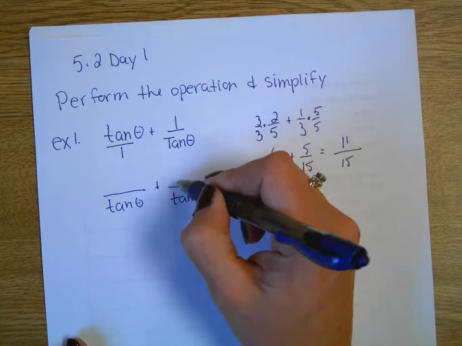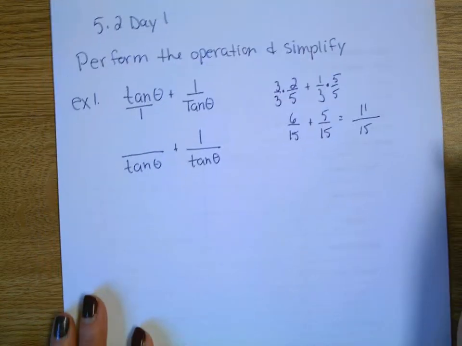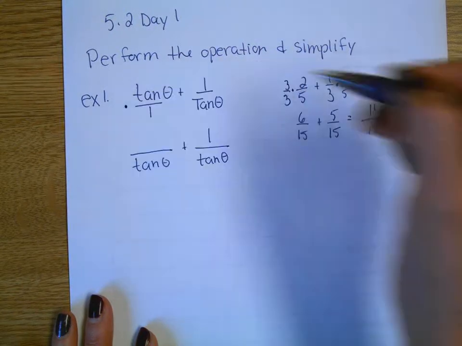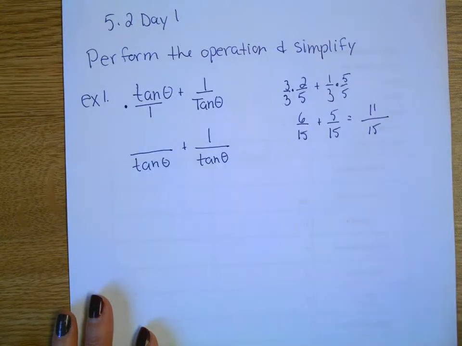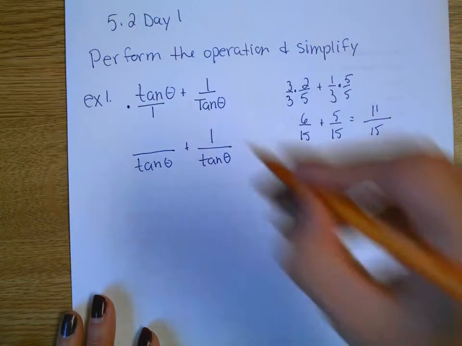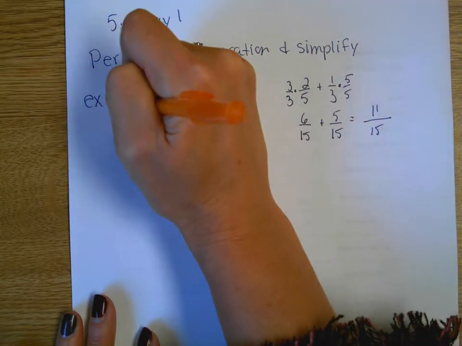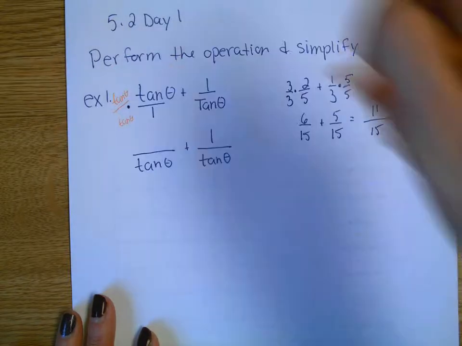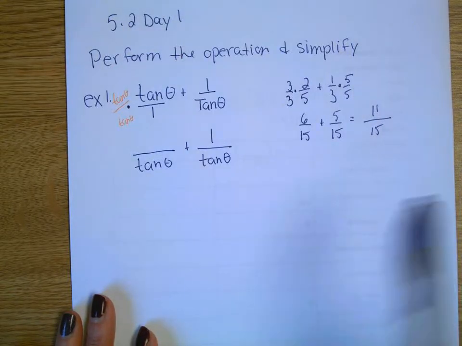So the second one's good to go. It already had the denominator I needed. I have to hit the first one with a 1 over here. What do I multiply by to get that new denominator? You're multiplying it by tangent over tangent. Yes, tangent over tangent. So what's my new numerator? Tangent squared.